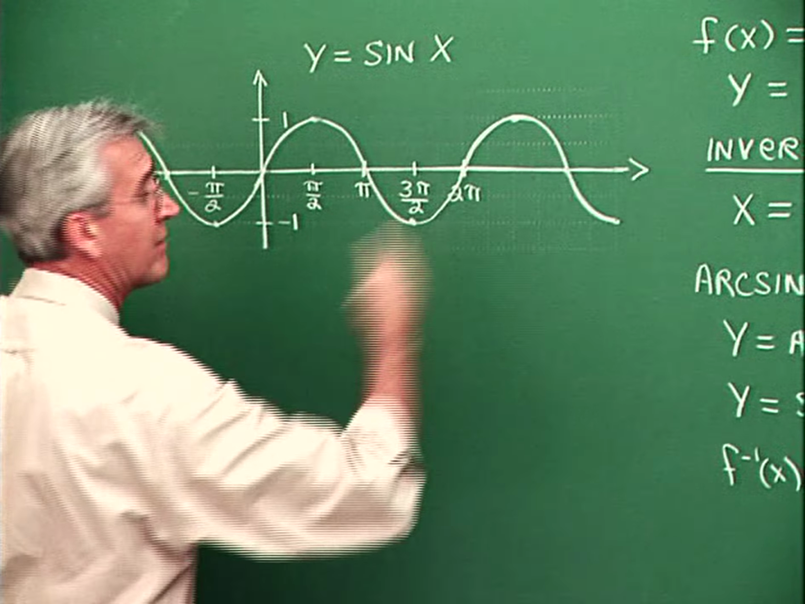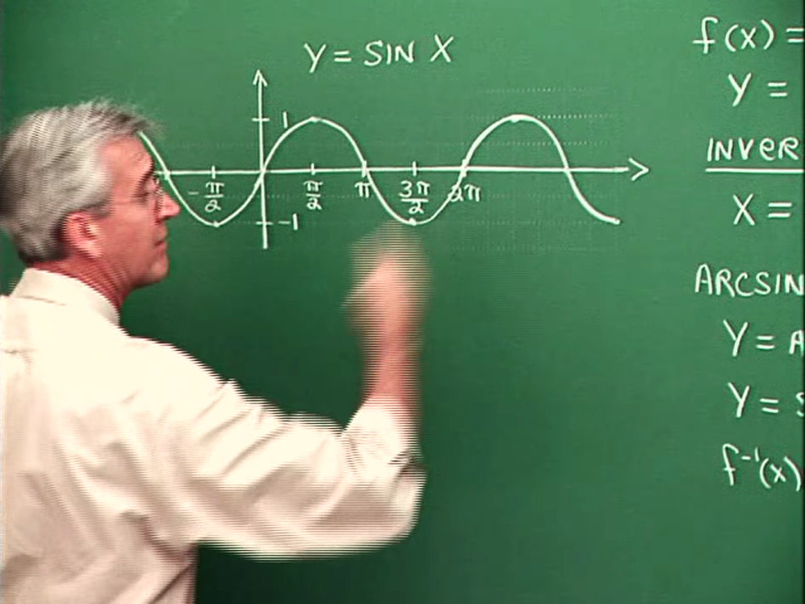Now let's talk about domain and range. We said that at the get-go we were talking about limiting the domain of the sine function. And so the sine function has as its domain negative pi over 2 to pi over 2. And the range is the full range for the sine curve, negative 1 to 1.